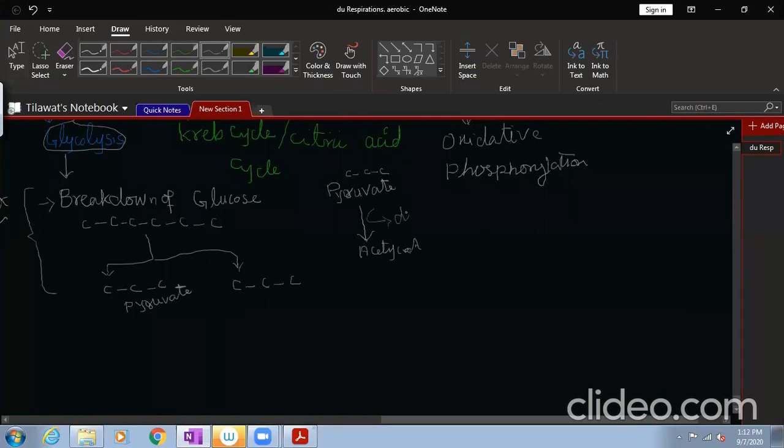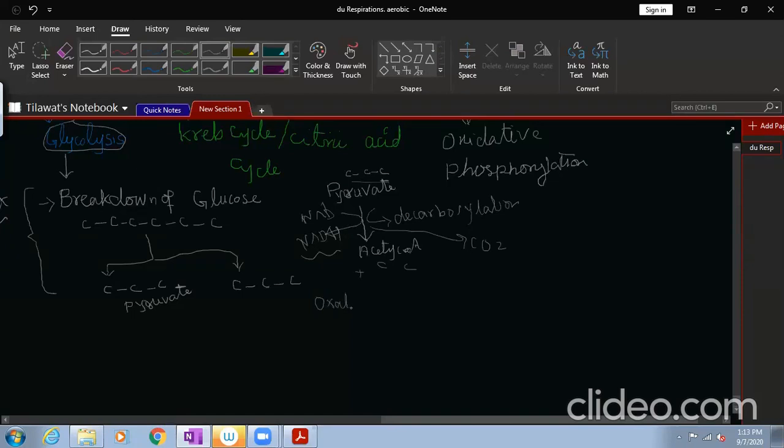One is decarboxylation. Decarboxylation means removal of carbon dioxide. Here carbon dioxide will be released. That's why this 3-carbon fragment will become a 2-carbon fragment. Along with that, in this step NAD will convert into NADH2. So here dehydrogenation also takes place.